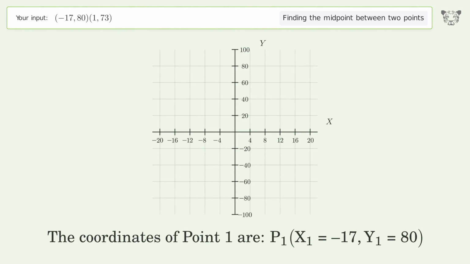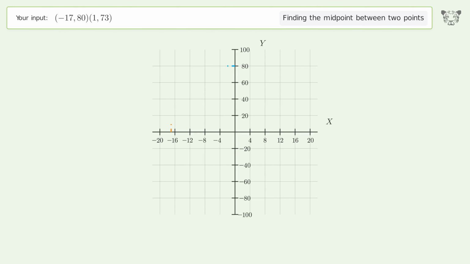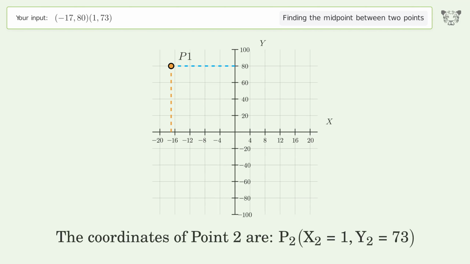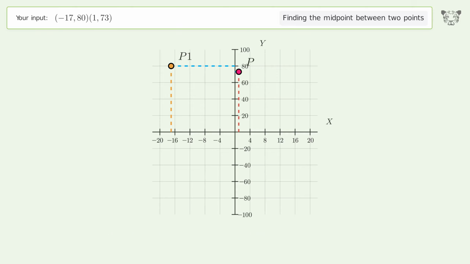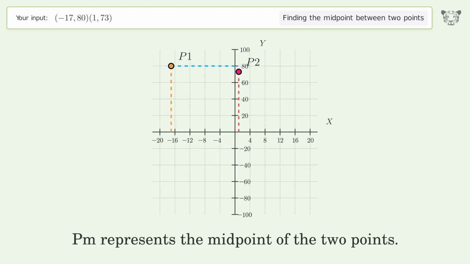The coordinates of point 1 are, x1 equals -17, y1 equals 80. The coordinates of point 2 are, x2 equals 1, y2 equals 73. PM represents the midpoint of the 2 points.